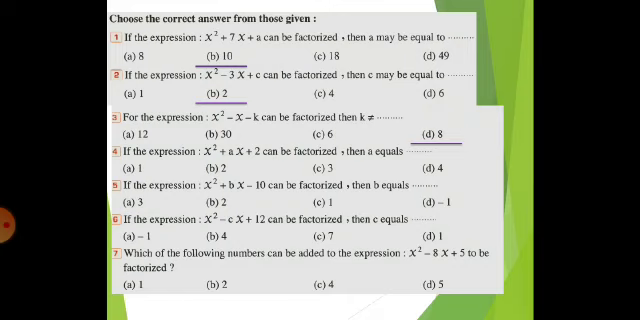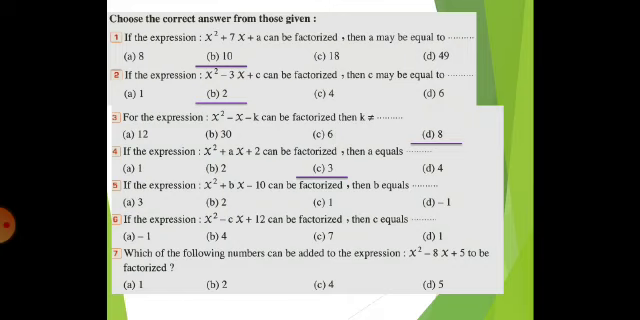Number 4, x power 2 plus ax plus 2 can be factorized. Then a equals only 3, because 2 is a prime number. So the factors of 2 are 2 times 1, and 2 plus 1 equals 3.